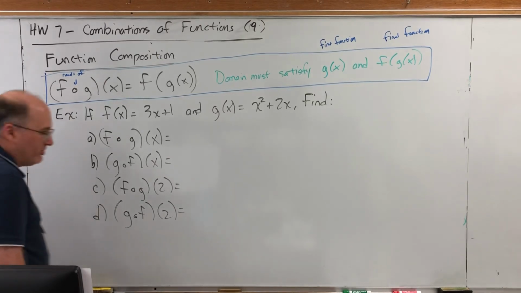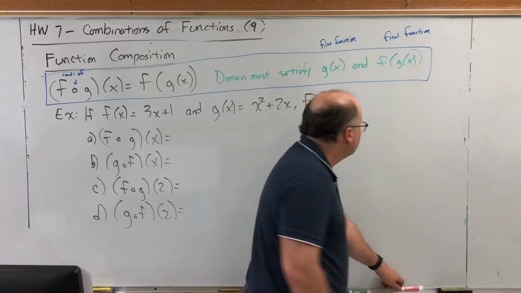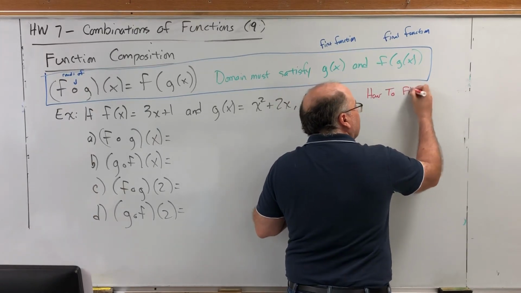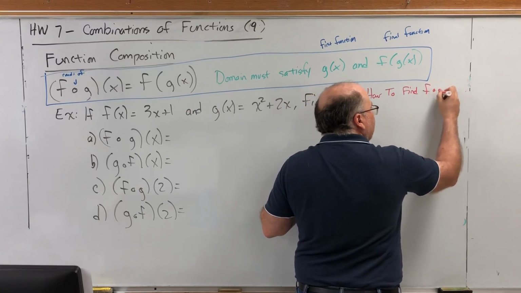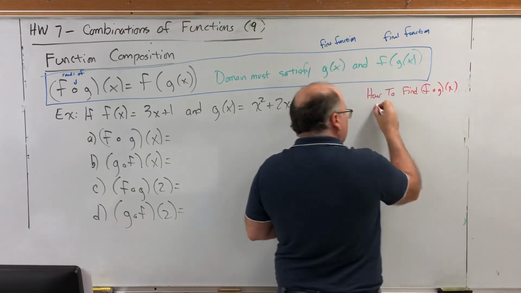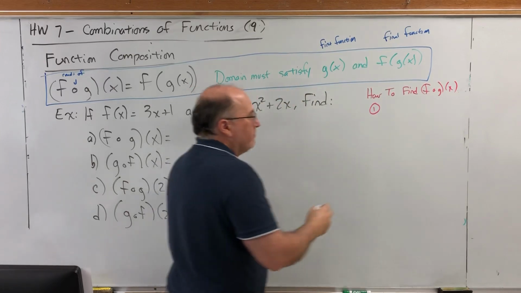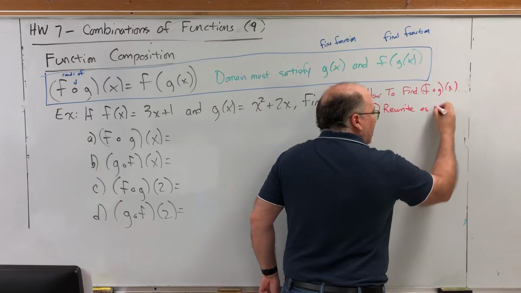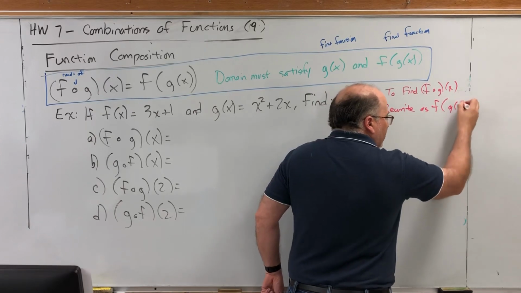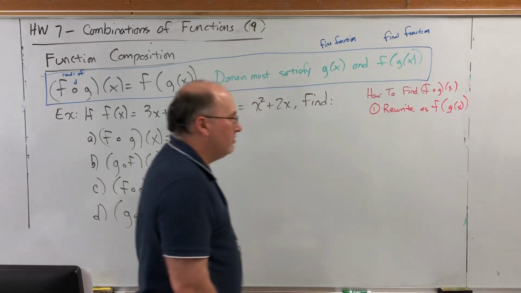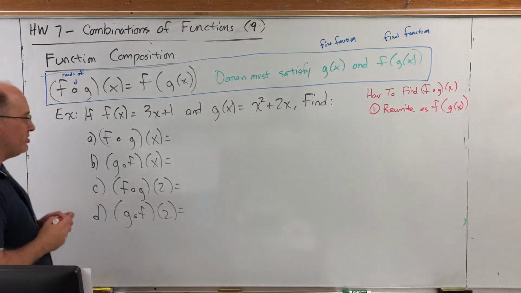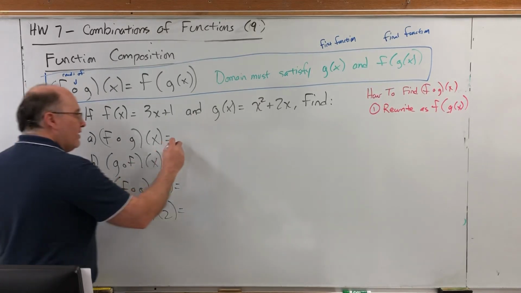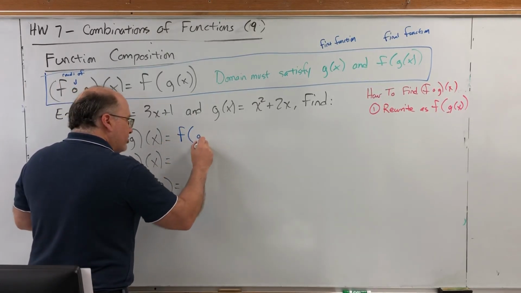To find function composition is actually pretty straightforward. But I'm going to document a how-to list here. How to find f of g of x. Number 1, rewrite as f of g of x. In other words, literally write what the definition is saying to write. So let's go ahead and do that on this first one. F of g of x.